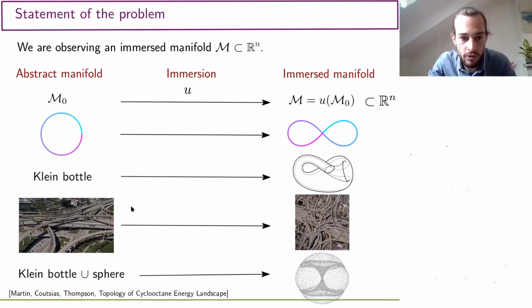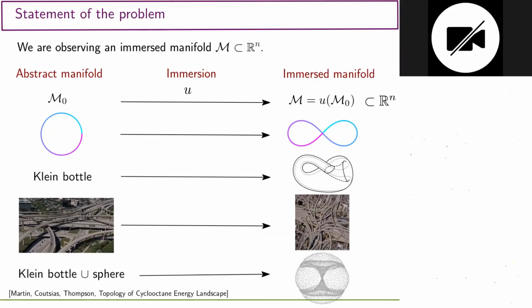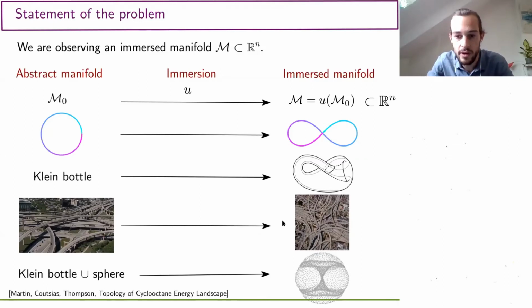You see a bunch of roads that can be seen as a union of lines. And seen from the top, you see a bunch of intersecting lines. So this is an immersion of the abstract manifold. And the last one is a famous data set in TDA. So these authors get a point cloud in a high dimensional space, and they show that it is actually the immersion of an abstract manifold, which is the disjoint union of a Klein bottle and a sphere.